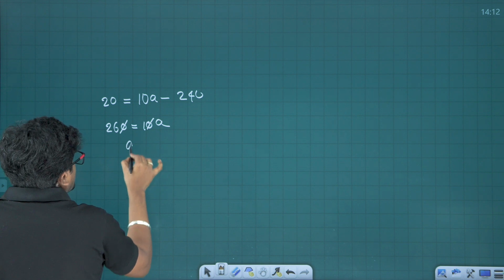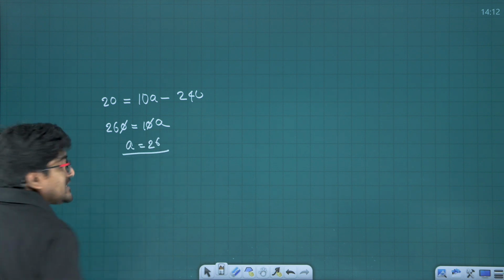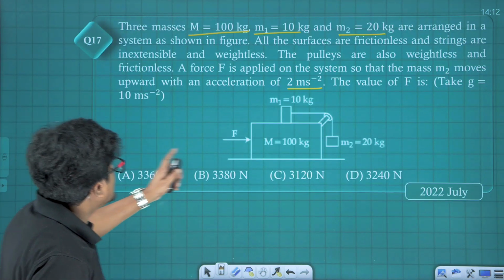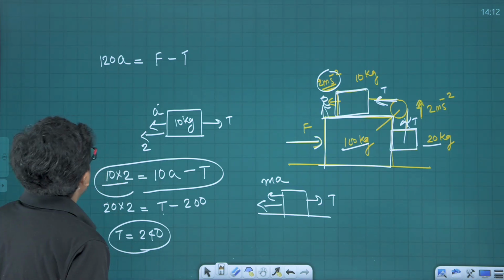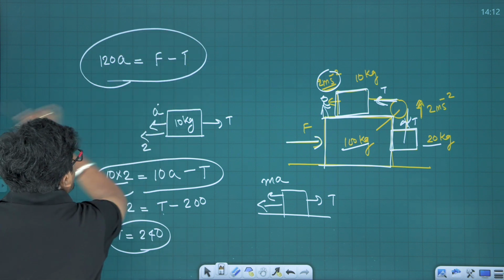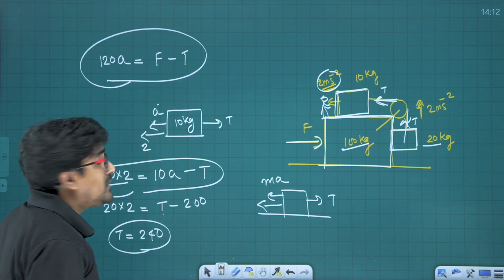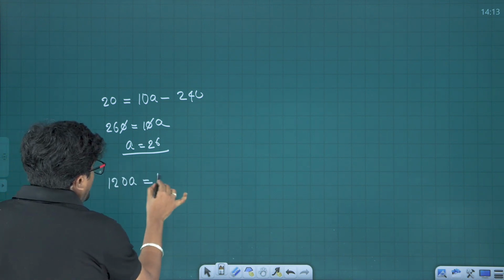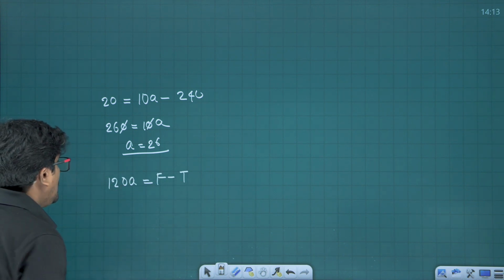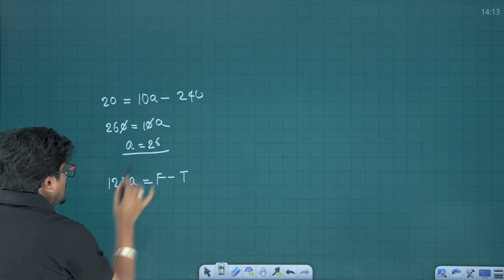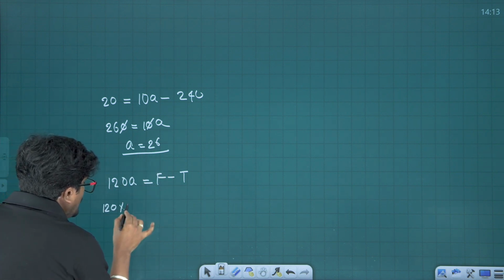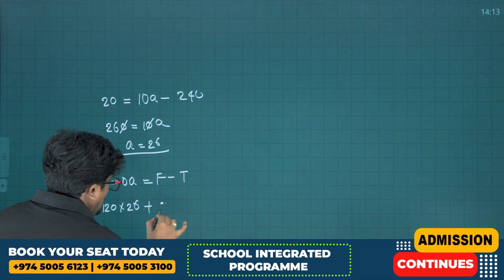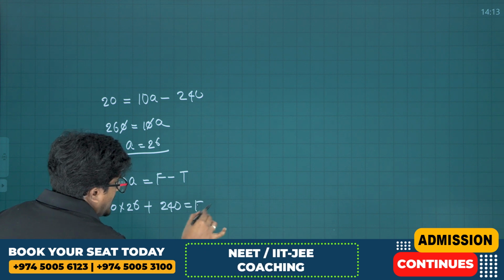This one and this one will cancel each other. A is equal to what? 26. A is equal to 26. And what we need is the value of F. So if I consider this equation, 120 times A, that was equal to capital F minus T. 120 times A, that's equal to capital F minus T. What is A here? A is 26. So 120 into 26 plus capital T was 240, that is going to be capital F.